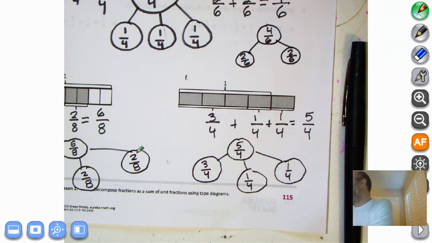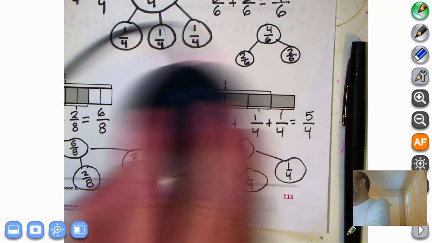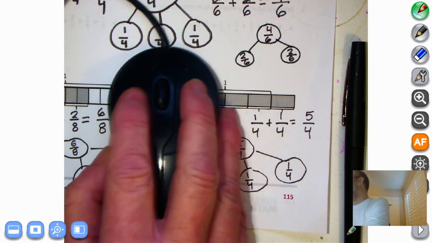I always had a great deal of problem with fractions. Now I'm having a great deal of problem with Screencastify. Where are you? There we are. Hey now.